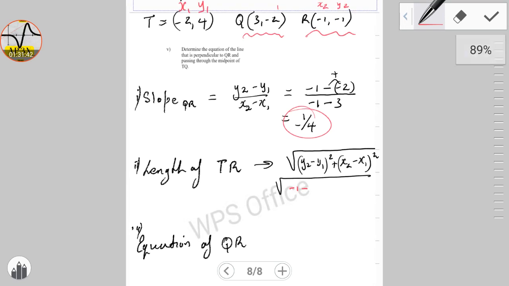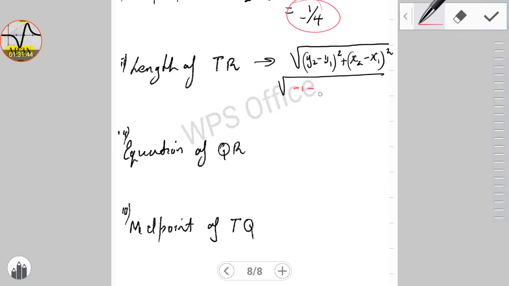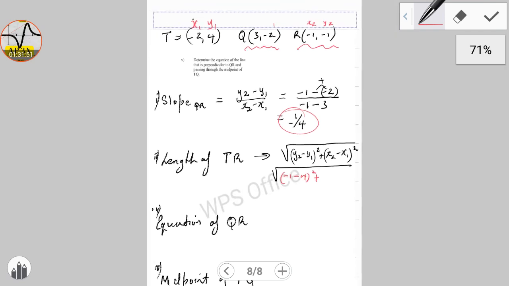minus Y1, which is 4. And I'm going to square this. Plus X2 is -1.